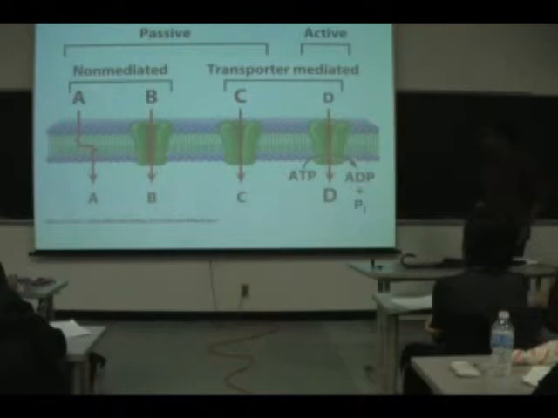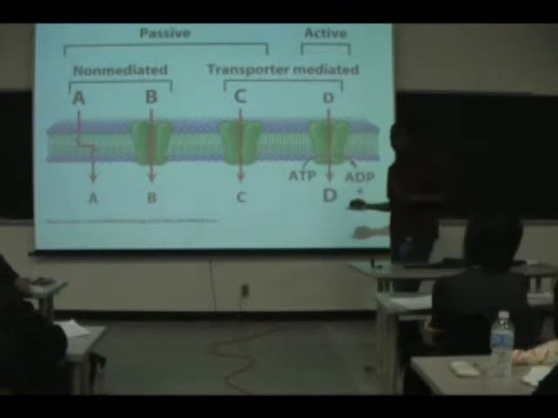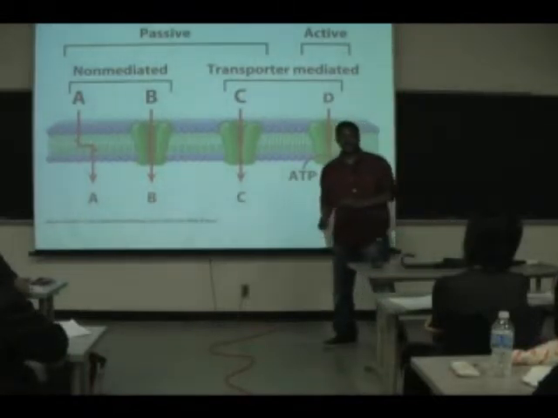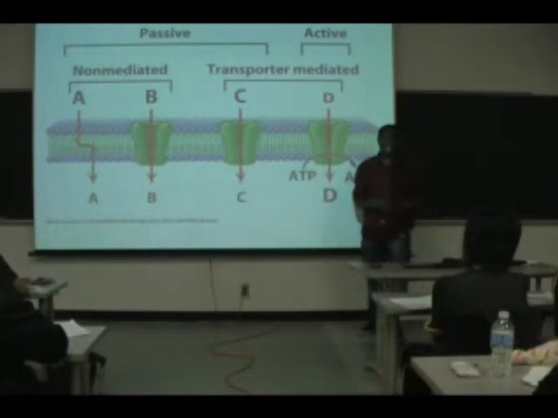So there are different types of transport. We're going to look at the different kinds of transport across the membrane. You can divide them into two large categories. There's going to be passive transport and active transport.